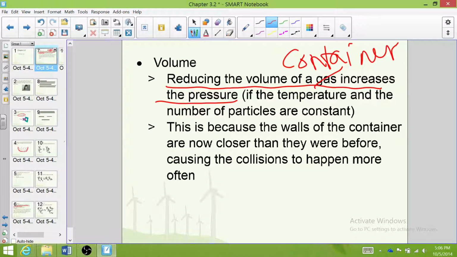This happens if you take a balloon and you squish it. If you squish it, you're decreasing the space the balloon takes up, you're decreasing the volume. And the particles inside that balloon are going to hit the sides of the balloon much, much more often than they were before. This is why if you squish a balloon too much, it pops, because the pressure will increase and increase and increase until the balloon can't withstand it anymore.